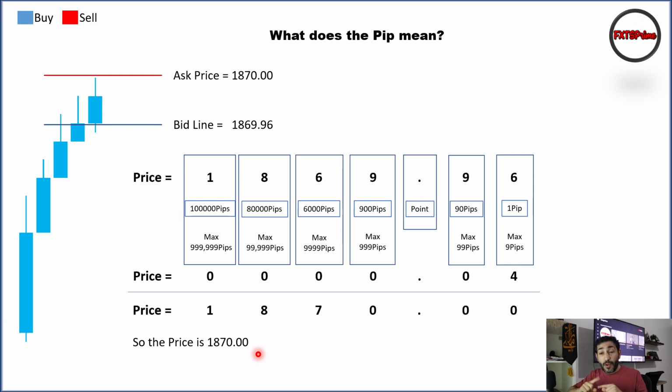So when we say 1 bip, that means it is 1 increment on this digit. When we say 10 bips, it is 10 bips increment on this digit. 100 here, 1000 here, 10,000 here, 100,000 here.